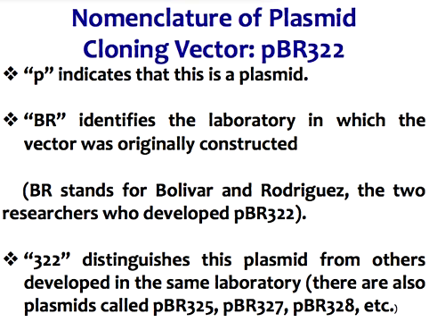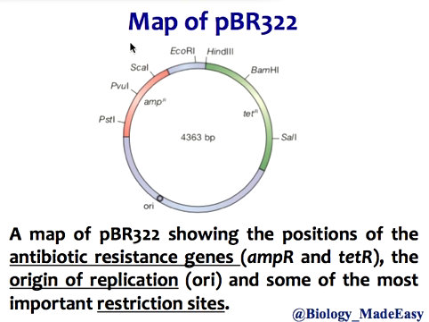That means in their laboratory they might have other plasmids called pBR323, 324, and so forth. Now you can see the map of the pBR322 plasmid vector. This map shows you the position of the antibiotic resistance genes. Here you see the ampicillin resistance gene, and here the TetR gene, which codes for resistance against the tetracycline antibiotic. Then you have an ORI sequence here, which is the origin of replication, and then you have the multiple restriction sites.